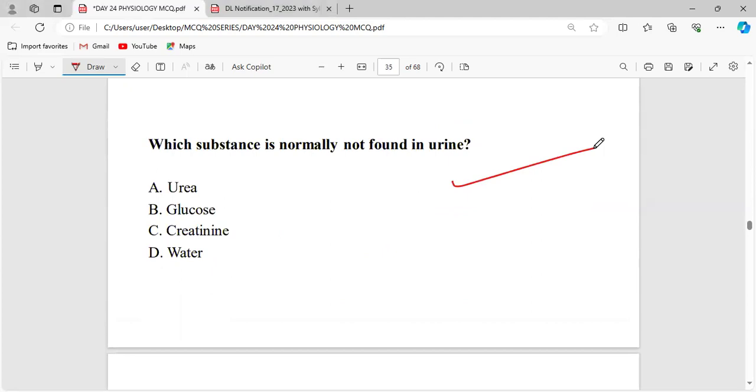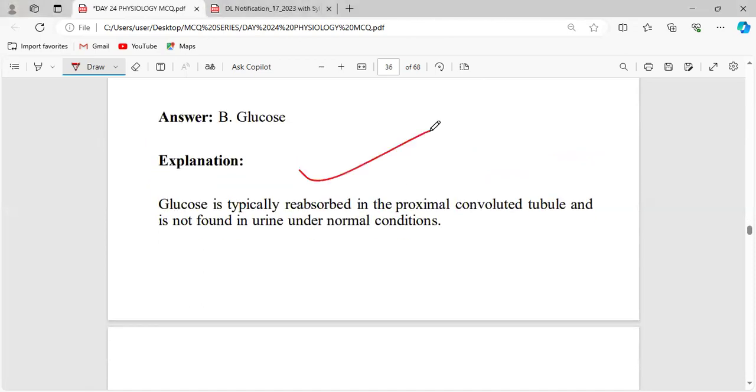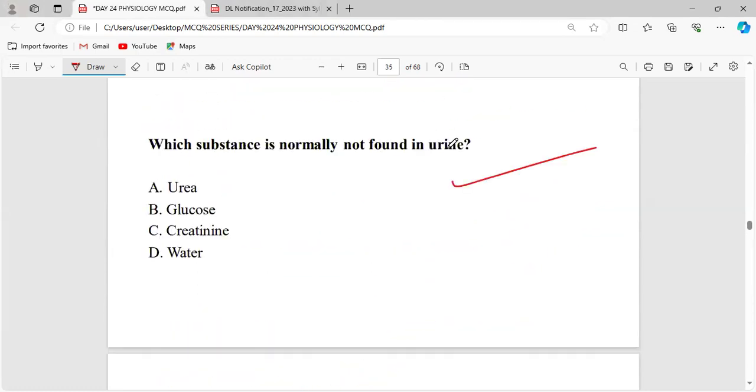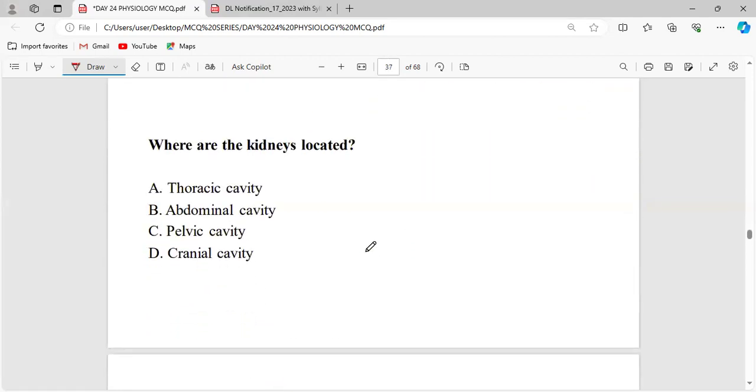Which substance is normally not found in urine? Urea, glucose, creatinine, and water. Glucose should not be eliminated in the urine. If glucose is eliminated, the person will be found to have diabetes, so it should not be present. We are absorbing water enormously in the proximal convoluted tubule. Everything is involved in the reabsorption of water, but definitely water will also be present in the urine. It's a common question.